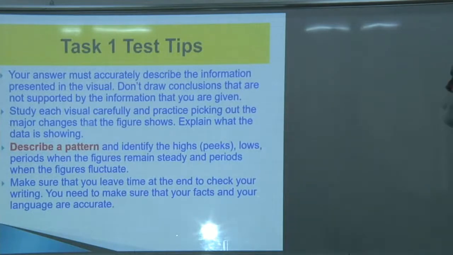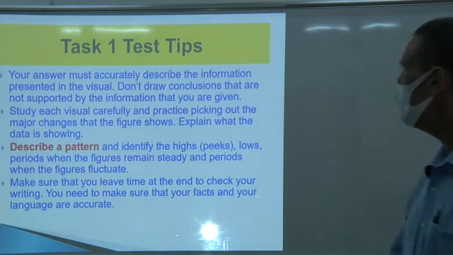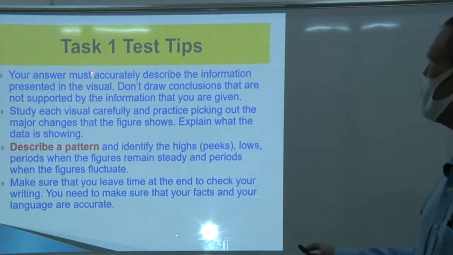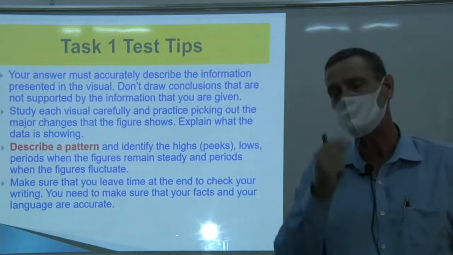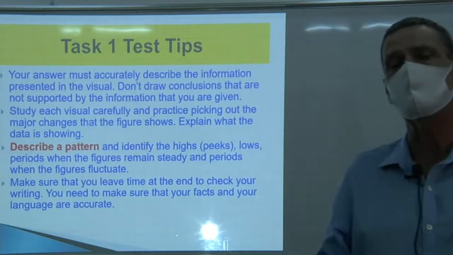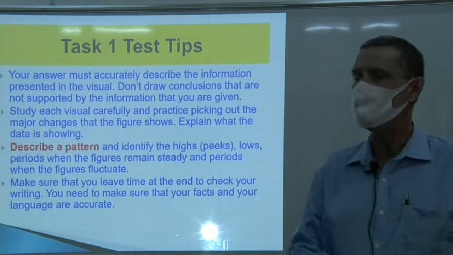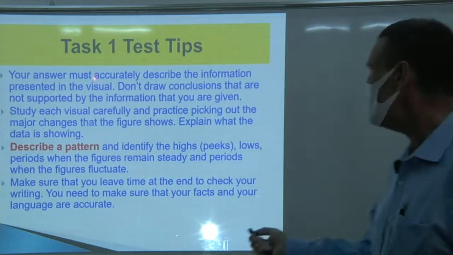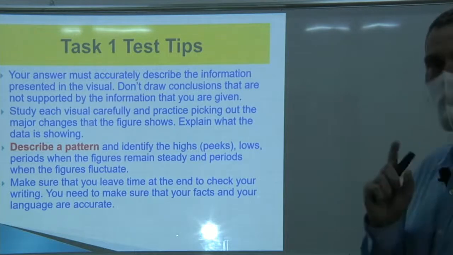Just some final tips for the task 1 writing assignment. Your answer must be accurate. You must accurately describe the information presented in the visual, and that's just as important as your language. If something's very well written and you have a lot of good vocabulary, a wide range of grammar, but your information is wrong, you're not accurate, you're going to lose a lot of points. You want to be thinking about that.